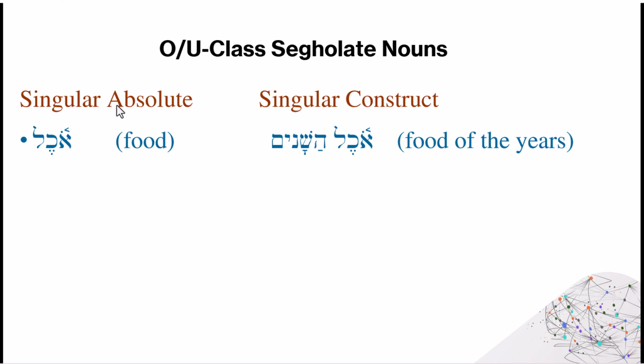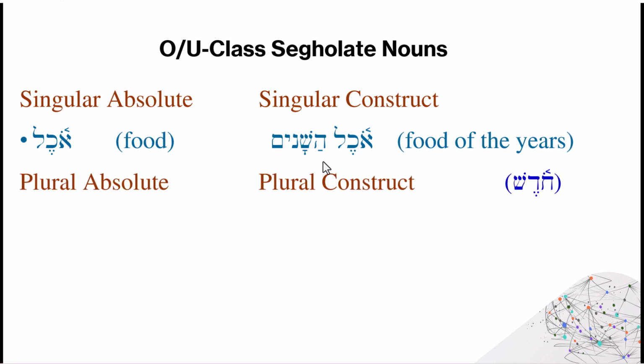And then finally, let's take a look at some OU class Segholates. In a singular absolute, we have okhel, which is food. The singular construct, we also have okhel. In this case, we have okhel hashanim, food of the years. This comes from Genesis 41. It's actually the food of the good years that Joseph is talking about, the good years when the food will be abundant, the seven years of abundance. So food of the years.